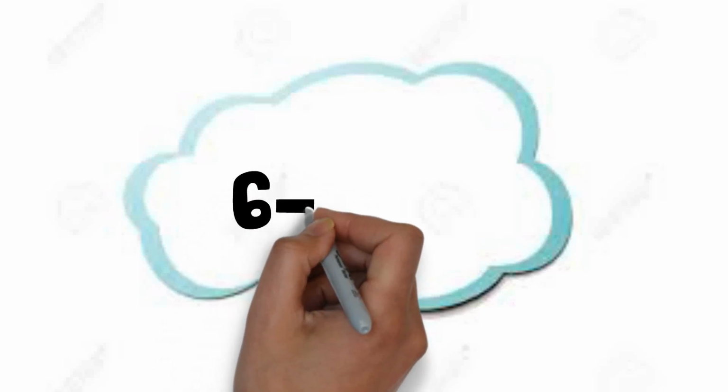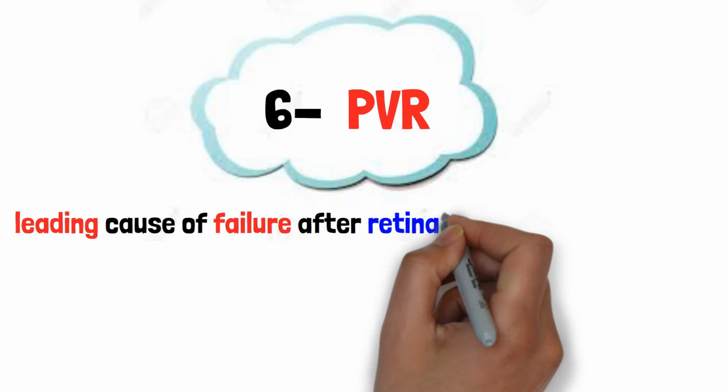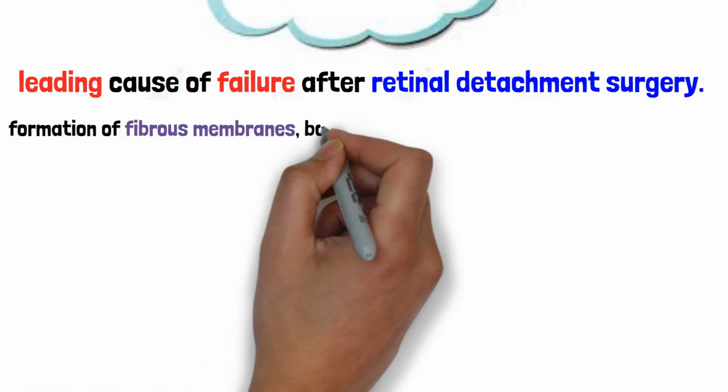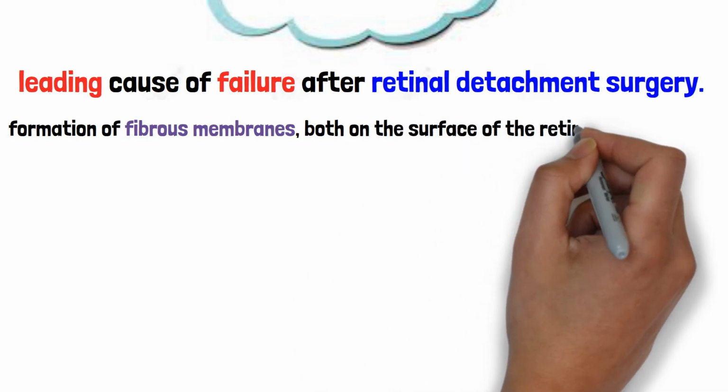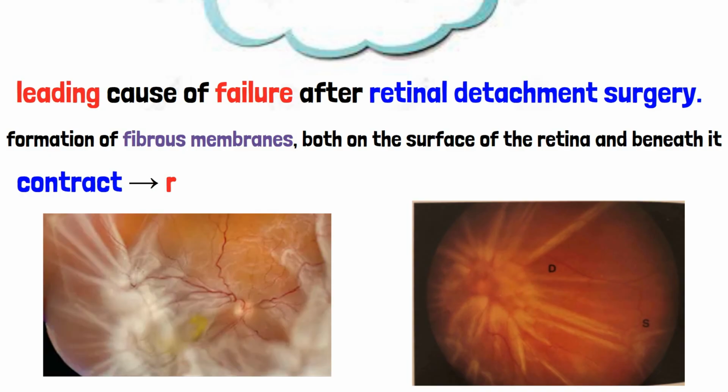Proliferative vitreoretinopathy, or PVR, is the leading cause of failure after retinal detachment surgery. It is defined by the formation of fibrous membranes, both on the surface of the retina and beneath it. These membranes contract, pulling on the retina and leading to recurrent detachment.